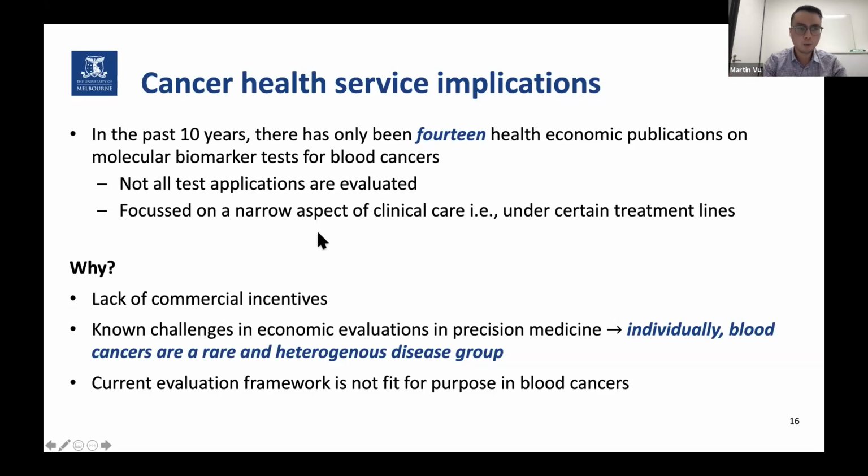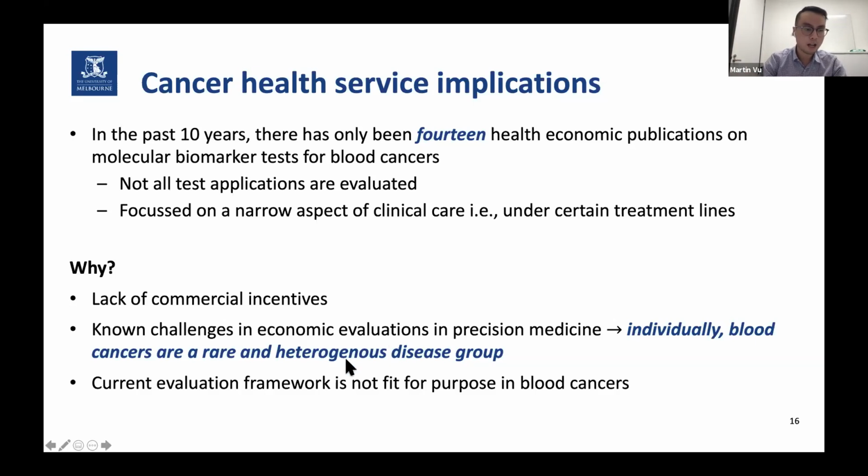And so why is that? We think that there is a lack of commercial incentive to produce these studies, particularly because we know there are known challenges in economic evaluations within precision medicine. And indeed, though we're talking about blood cancers as a collective, individually blood cancers are rare and heterogeneous, which may act as a challenge for industry or academia to produce that research to show the clinical and economic value of these tests.